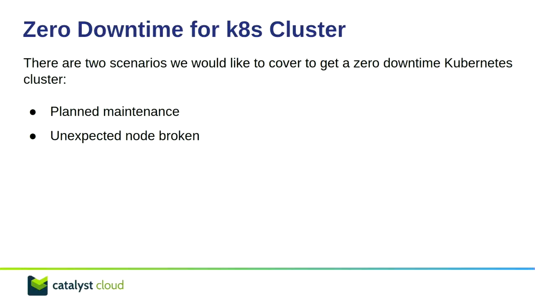For example, when we say planned maintenance, like an upgrade, I want to upgrade Kubernetes from v1.14 to v1.15. This is planned maintenance. For that case, achieving zero downtime for your Kubernetes cluster is quite simple. I will show you later.